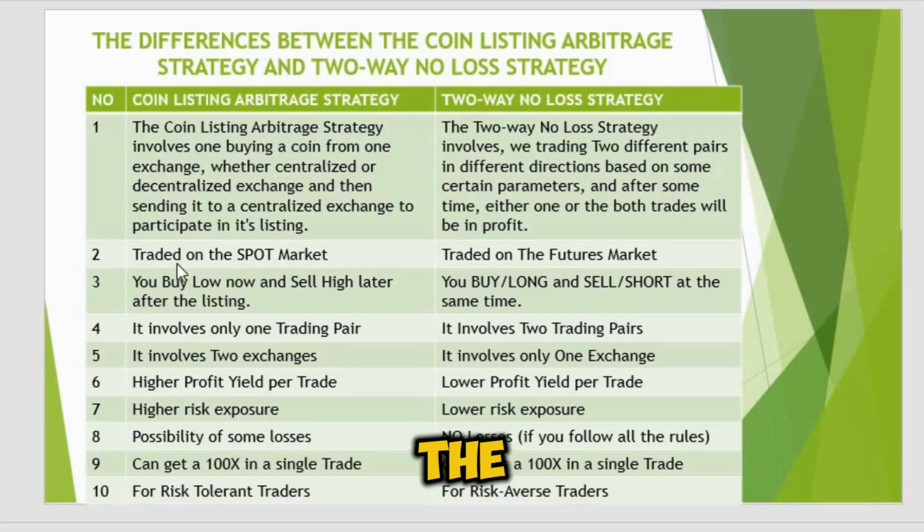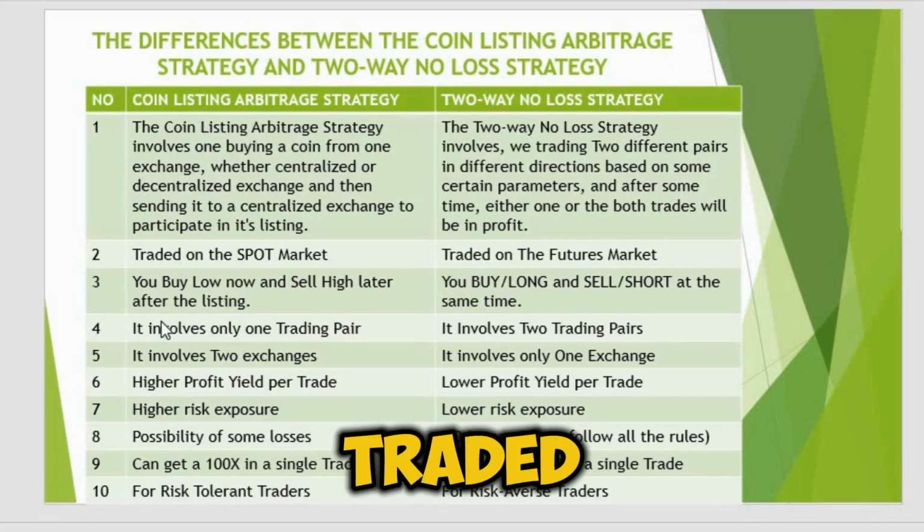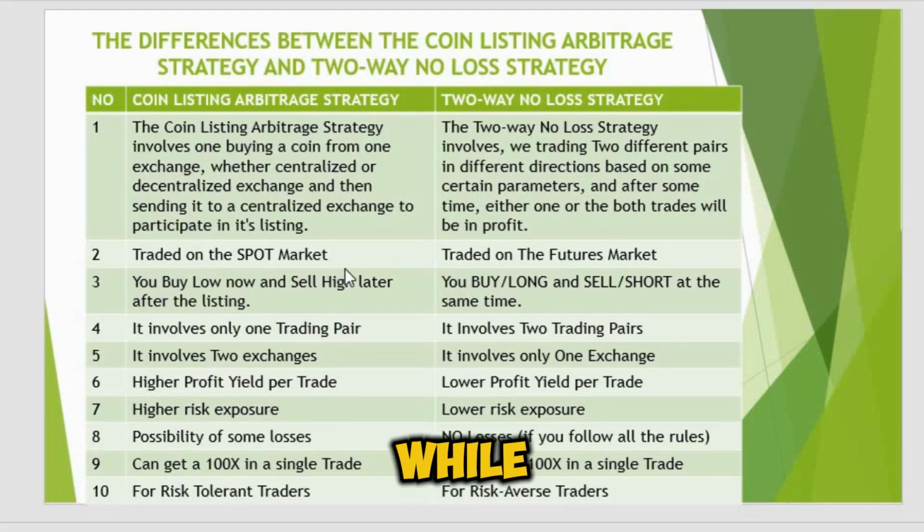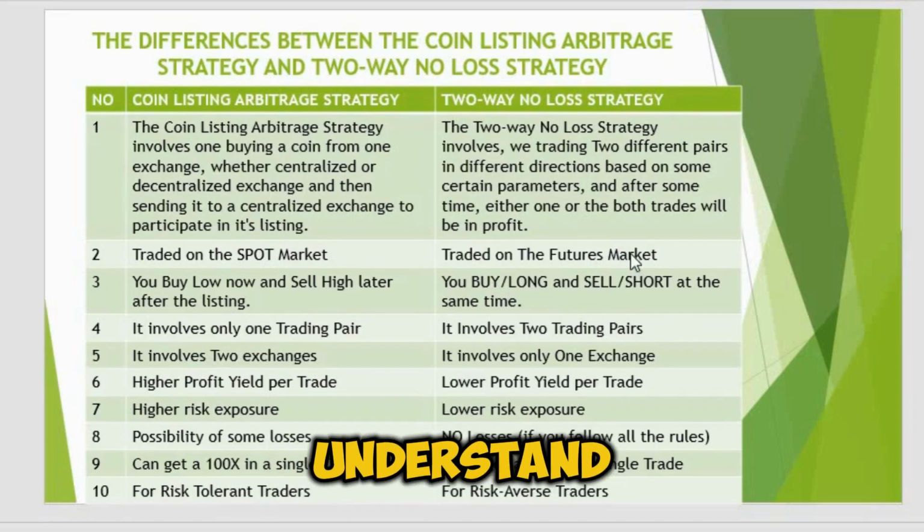So the coin listing arbitrage strategy is traded on the spot market, while the two-way no loss strategy is traded on the futures market. So for this one, you buy low now and sell high later after the listing, while for the two-way no loss strategy, you buy or long and then sell or short at the same time. If you are used to the futures market, you will understand this.